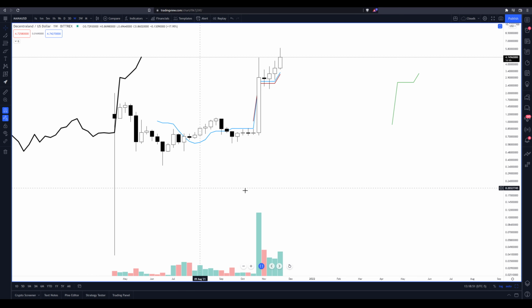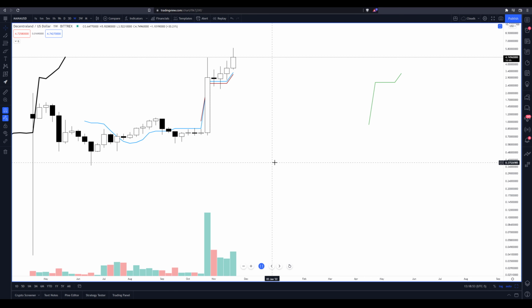Taking a look at Mana, which is Decentraland. It's had some insane moves lately, especially when you go back to the last week of October, where it was at 77 cents, and it's moved up as high as over the $5 mark, close to $6 even. It's moved as high as 5.92.